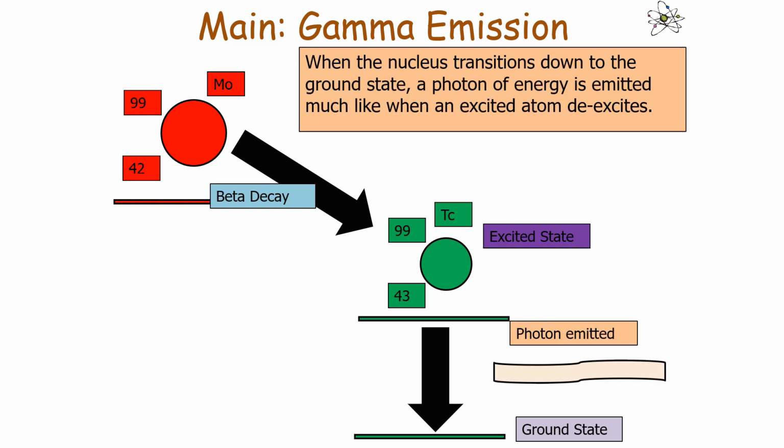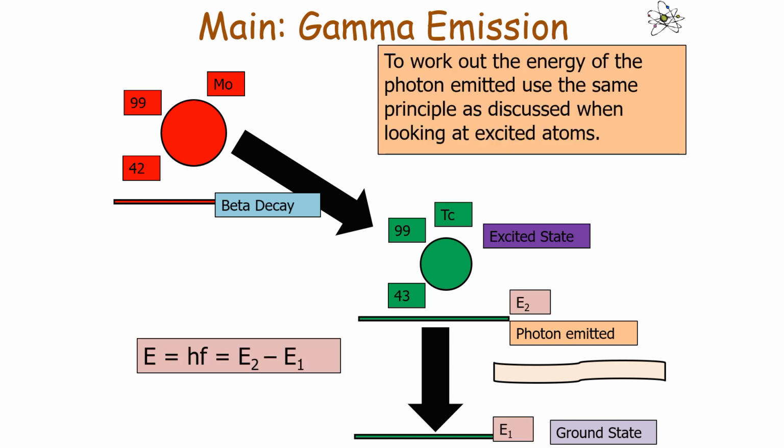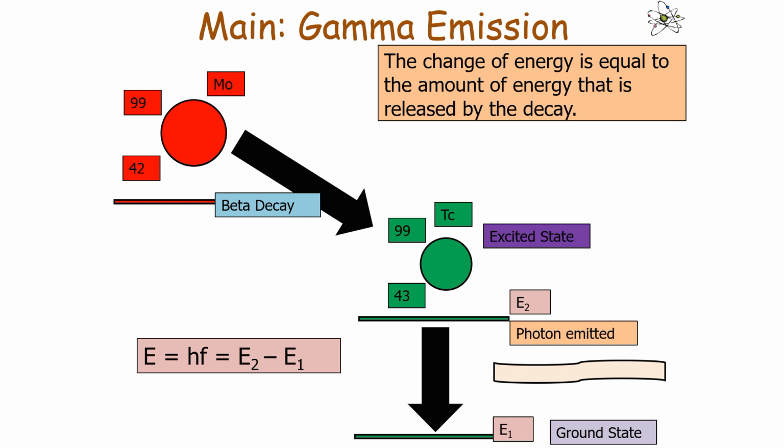When the nucleus transitions down to the ground state, a photon of energy is emitted, much like when an excited atom de-excites. To work out the energy of the photon emitted from the nucleus, we can use the same principle as when we looked at excited atoms. The energy released in terms of the photon, which is equal to hf, because that is our equation for photon energy, is equal to E2 minus E1. So it's the difference in energy from the excited state to the ground state. The change in energy is equal to the amount of energy that is released in the decay.